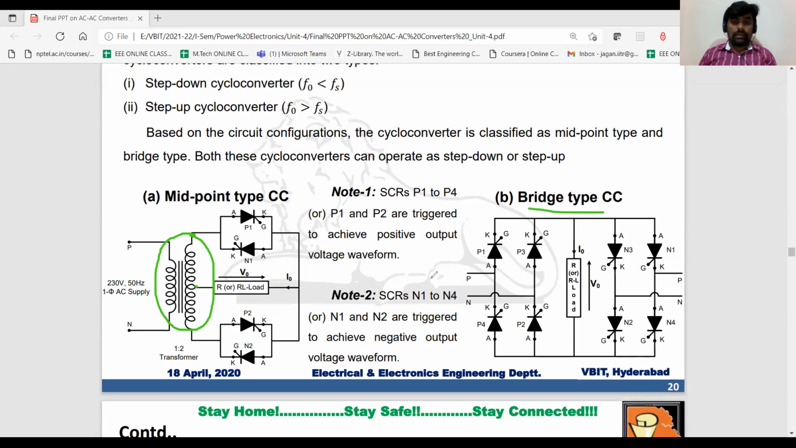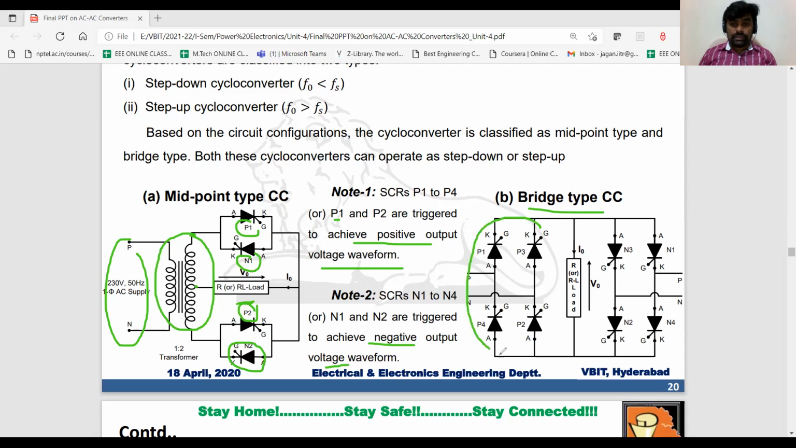The ultimate aim of these two converters is to convert fixed AC to a variable AC, right? And you can see the notation P1, P2. P1, P2 are triggered to achieve a controllable positive output voltage waveform. And if you want to achieve the negative output voltage waveform, then I can trigger N1, N2.